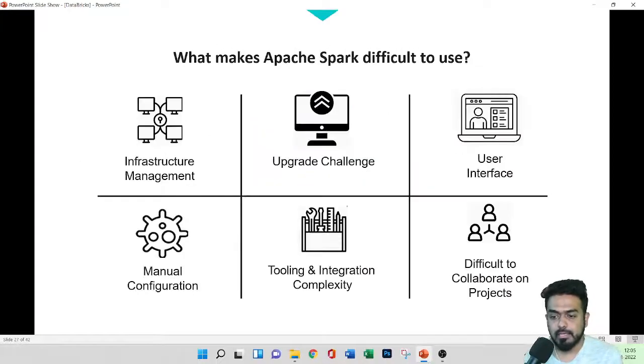We will understand what Databricks is in the next video. I hope you understood the basics of the Hadoop file system, what its components are, and what Apache Spark is. Now we'll get into what Databricks is in the next video.